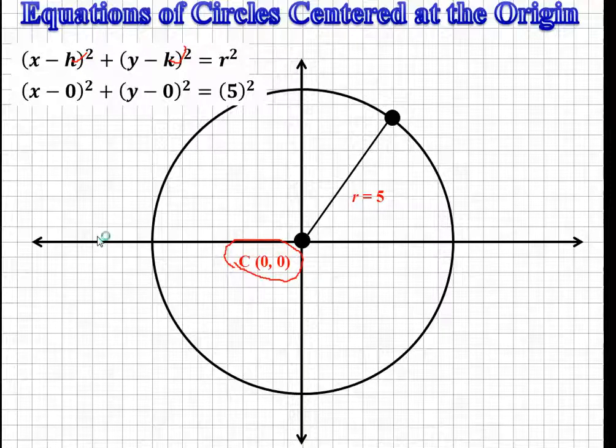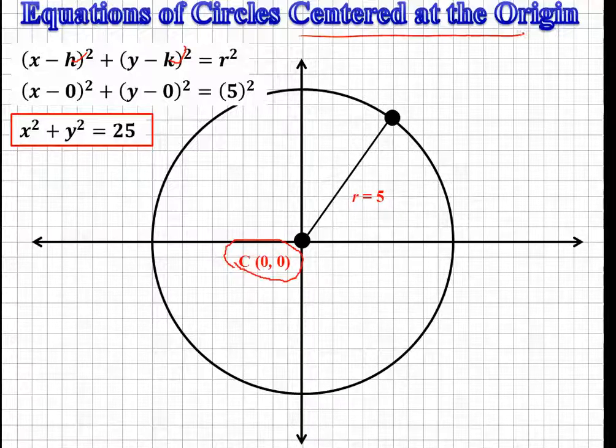There you go. Well, what is x minus 0? It's going to be x. y minus 0 is y. So when I simplify that, and I go ahead and square my 5, I'm going to have x squared plus y squared equals 25. And that's going to be your answer. So what you need to remember is whenever you have a circle that's centered at the origin, your equation will look like this, always.